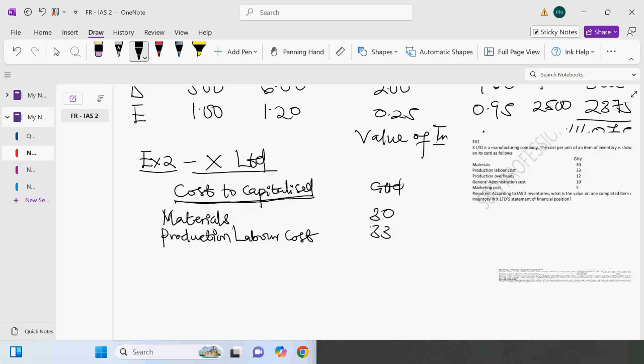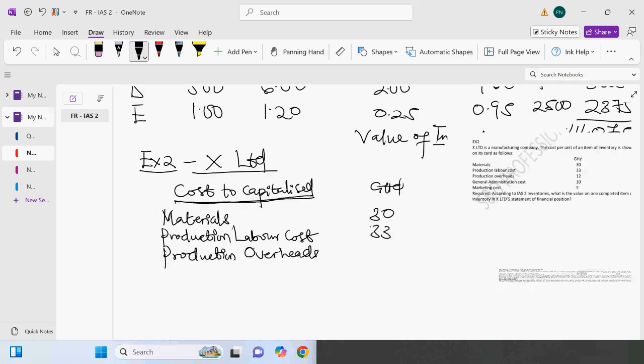Okay, so that is it. To move to the next one, general administration cost. Will it be capitalized or expense? Expense. Okay. The production overhead should also be capitalized.